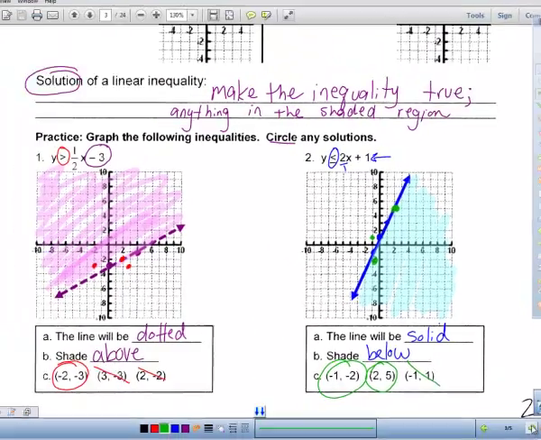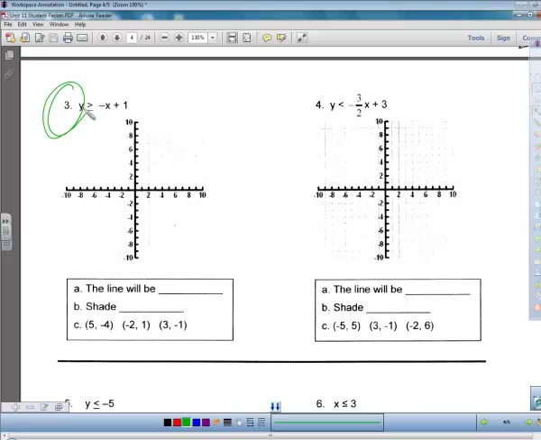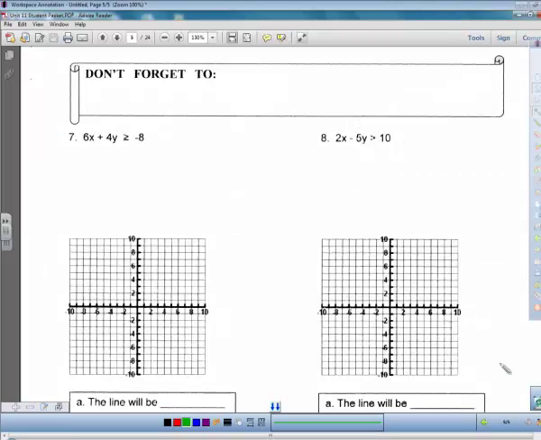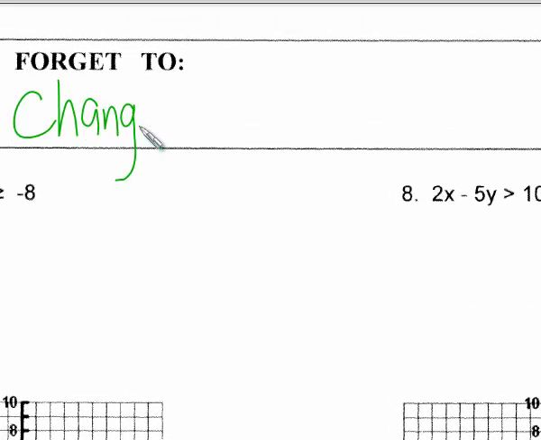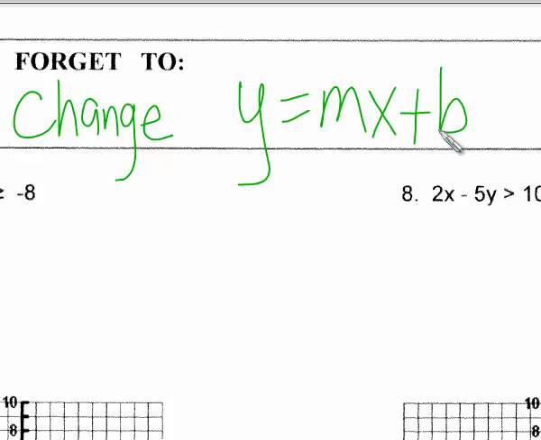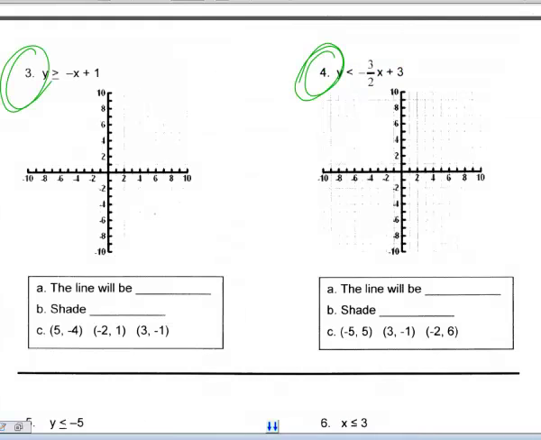Okay? Now, I need for you to do number 3 and number 4 on your own. Bring those to class with you. Also, if you get brave and want to do a little bit more, then on page 4 right here, don't forget to change to y equals mx plus b. So it needs to be in slope-intercept form. Okay? If you need help with that, I would love to help you in class tomorrow or the next time I will see you. But other than that, I definitely need for you to do number 3 and 4 on your own before class tomorrow.